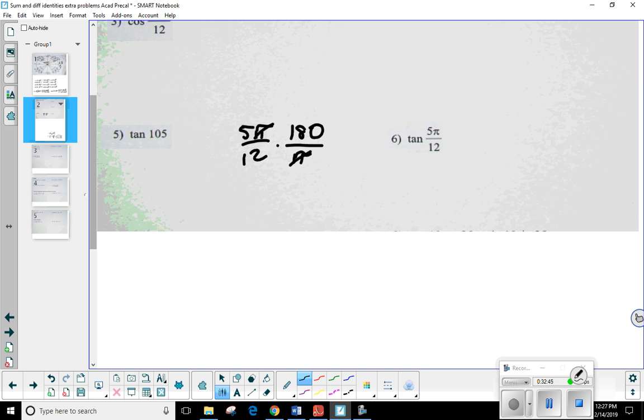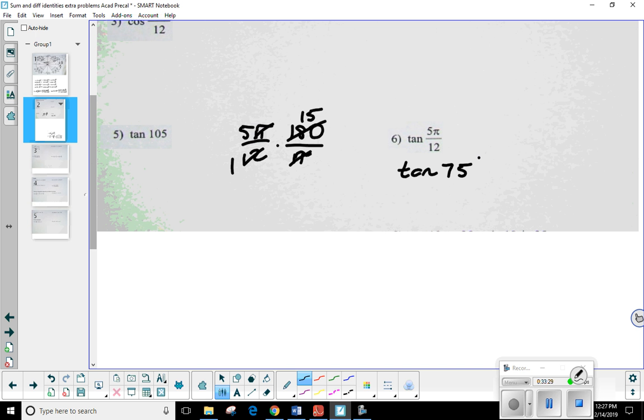So the pi's cancel. How many times will 12 go into 180? A little higher. A little higher. A little lower. How many times will 12 divide into 180? 15. There we go. So 12 goes into itself once, and 180, 15. And what's 5 times 15? 75. So this is really tangent of 75 degrees. So see, even if you're given a radian measure, just go ahead and use the degrees if you want to. If you feel confident enough to use the radian measure, that is fantastic.